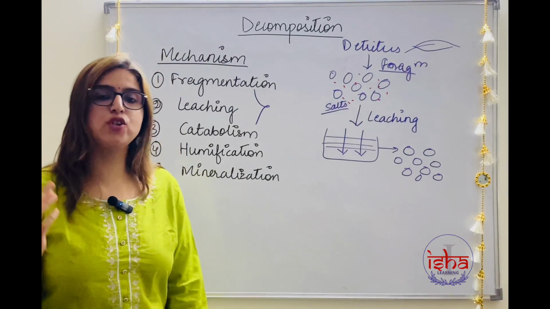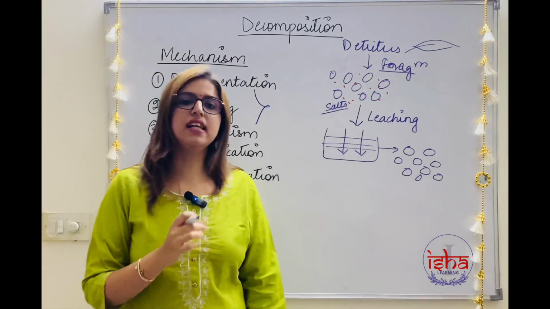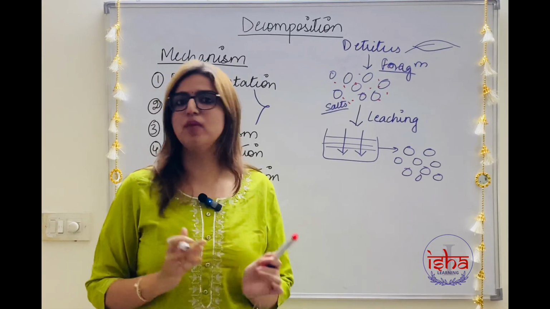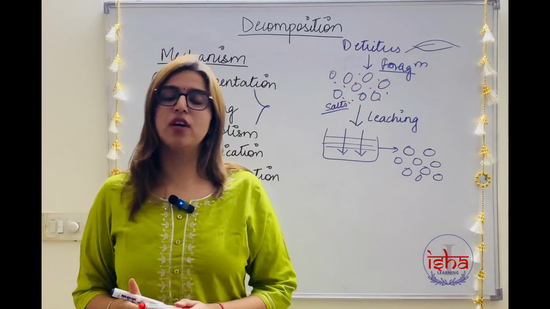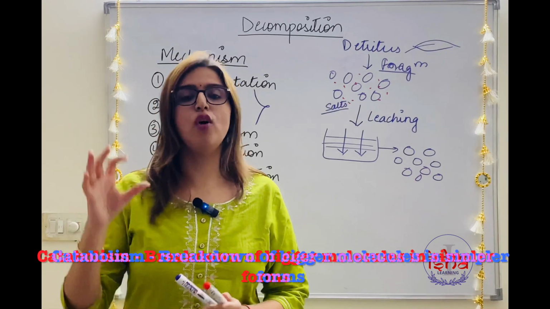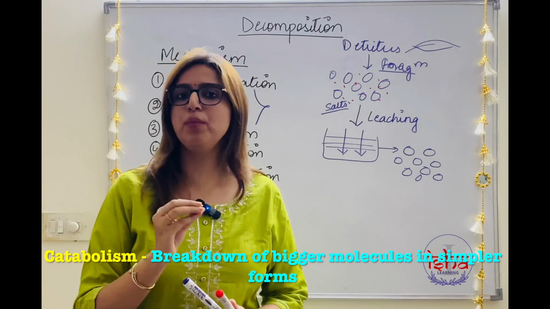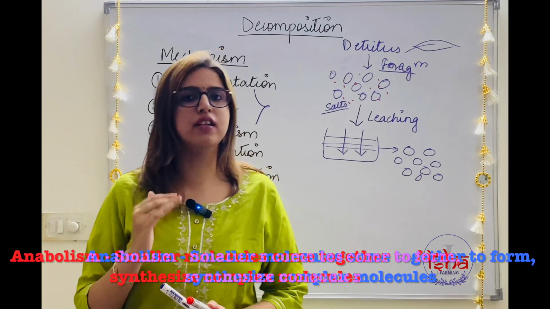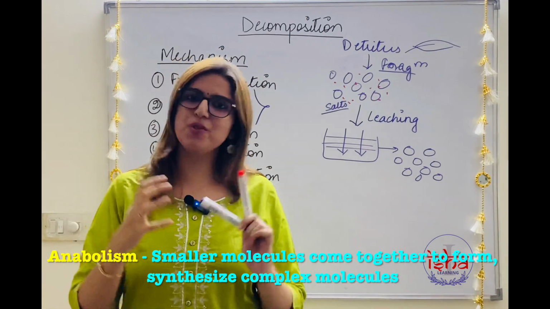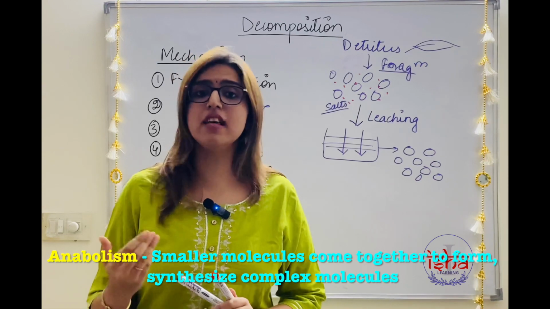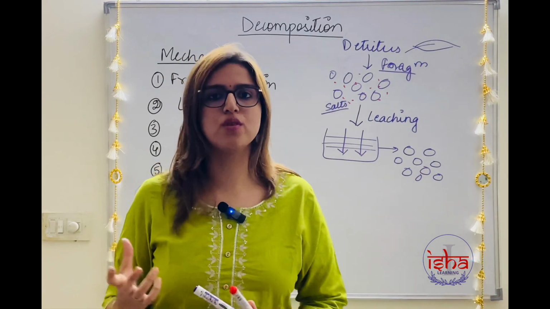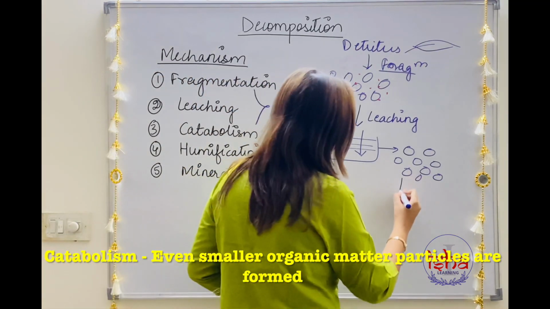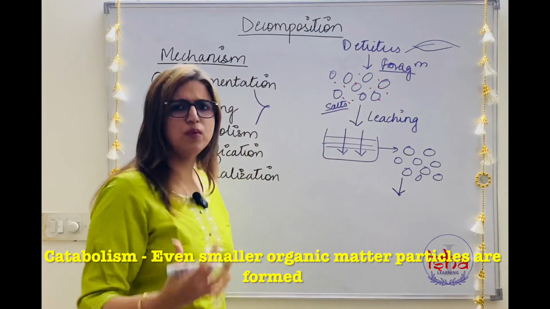The next step is going to be catabolism. See guys, in general biology there are 2 words, catabolism and anabolism. Catabolism क्या होता है? It is the breakdown of bigger molecules into simpler forms. Anabolism is the exact opposite. Smaller molecules come together to form, synthesize what? Complex molecules.